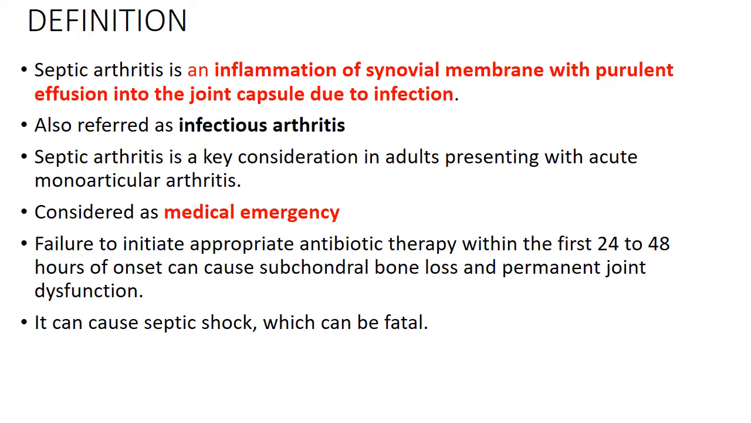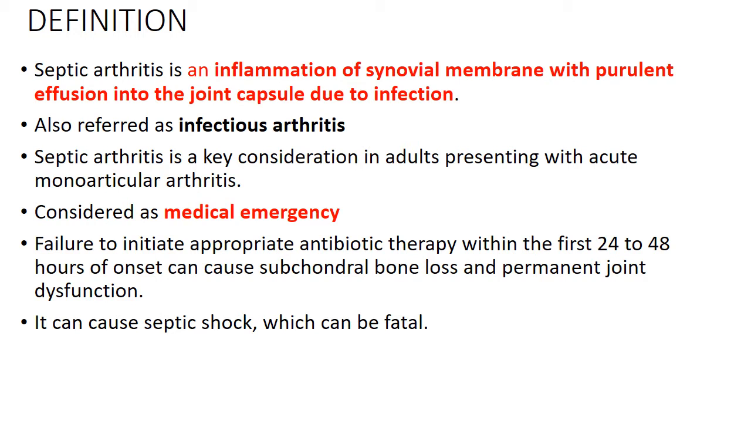Septic arthritis is an inflammation of synovial membrane with purulent effusion into the joint capsule due to infection. It is also called infectious arthritis, and it is a key consideration in adults presenting with acute monoarticular arthritis. I repeat, monoarticular arthritis in adults. If they present with it, please keep in mind septic arthritis in your differential diagnosis. It is a medical emergency. It is an orthopedic surgical emergency and should be treated aggressively.